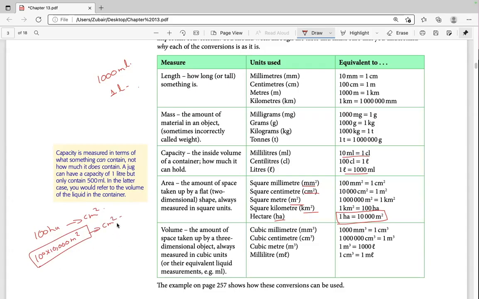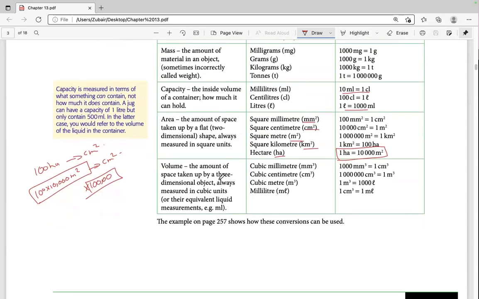I know meter to centimeter is times 100, and when it is square, it would be 4 zeros. So I actually don't have to memorize everything directly, like kilometer to centimeter, kilometer to millimeter, kilometer to meter. We can interconvert them, just like steps. Steps, yes. So volume again: millimeter cube, centimeter cube, meter cube, and mLs. One ml is equal to one centimeter cube.